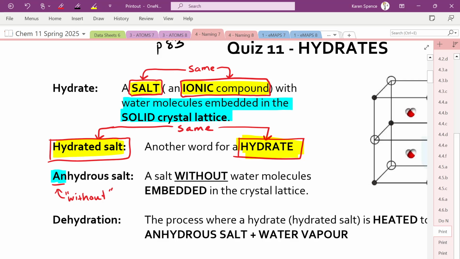How can we go from having a hydrated salt to having an anhydrous salt? Heat it up. What's going to happen if we heat it? What's going to happen to the particles? They're going to start moving faster, and they move faster, and faster, until there's enough energy that the intermolecular forces break and the water comes out as a gas.